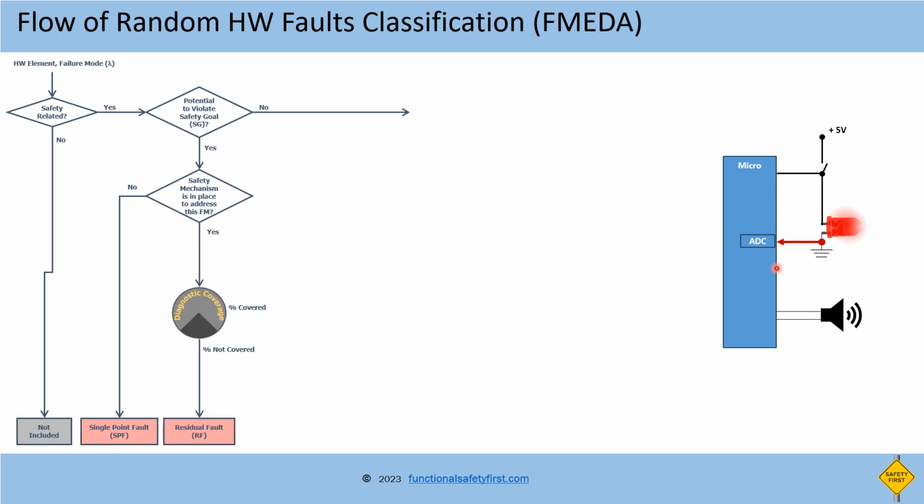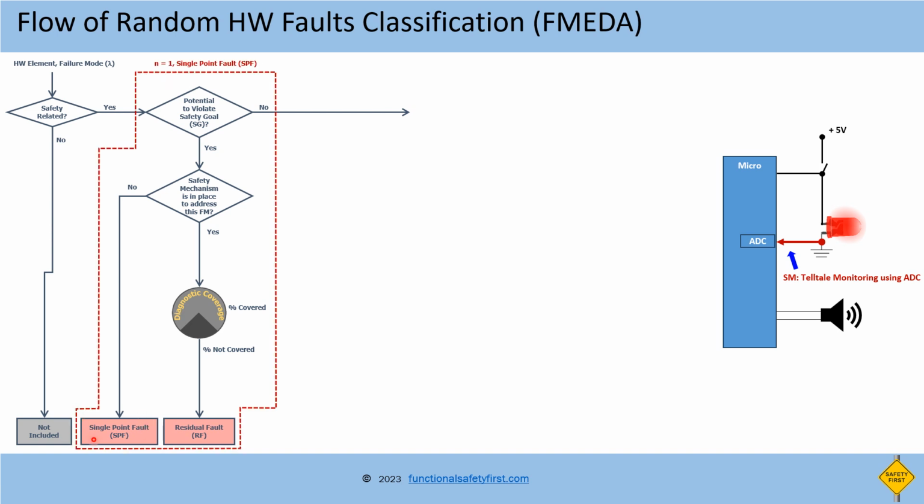Let us consider we added a safety mechanism to monitor the correctness of the LED using ADC. Coming back to the question, do we have a safety mechanism in place to address the failure mode? Yes, we have a safety mechanism, telltale monitoring using ADC. Now next, we need to see the diagnostic coverage of the safety mechanism: how much of the failure mode the safety mechanism is going to cover and how much is not. The failure mode that is not covered by the safety mechanism becomes a residual fault.